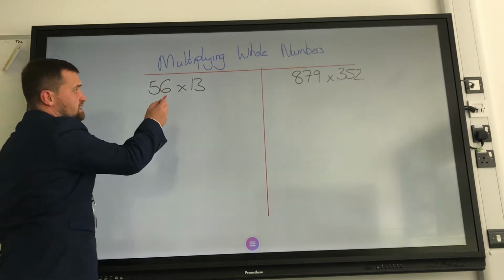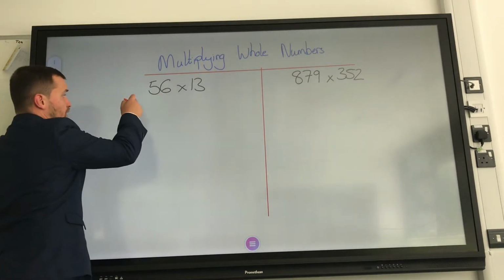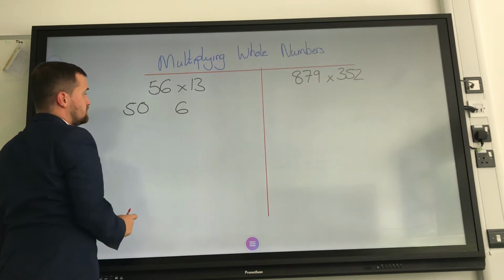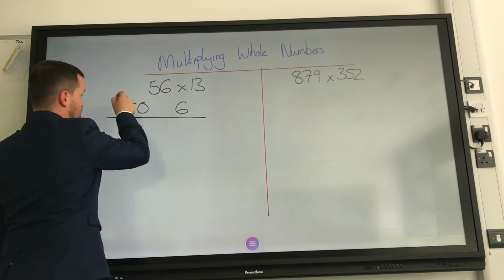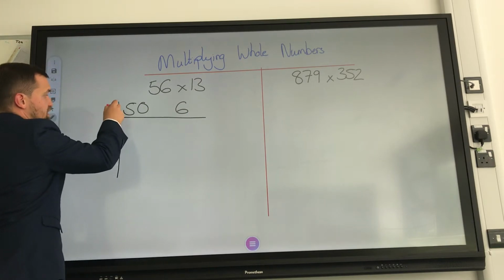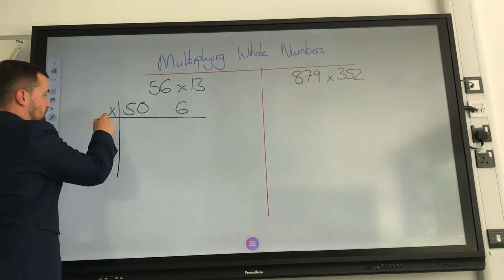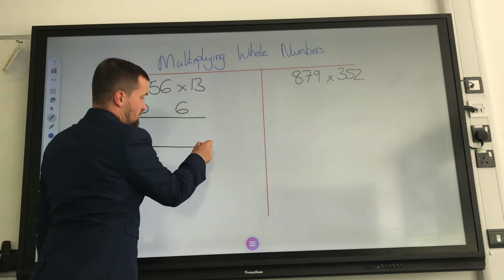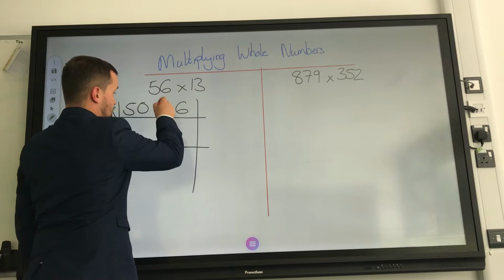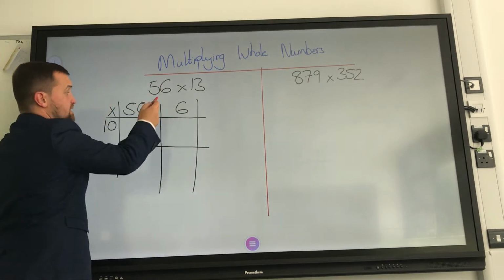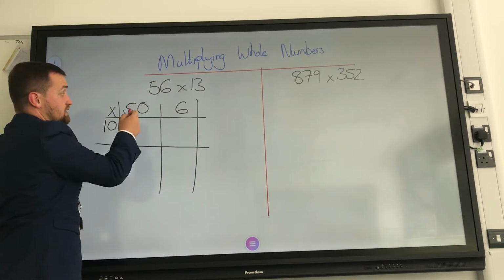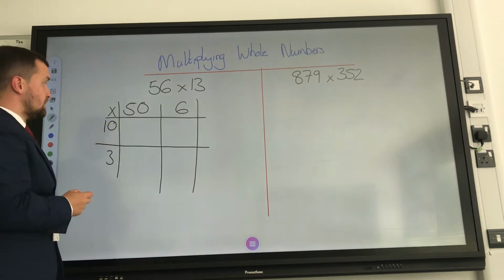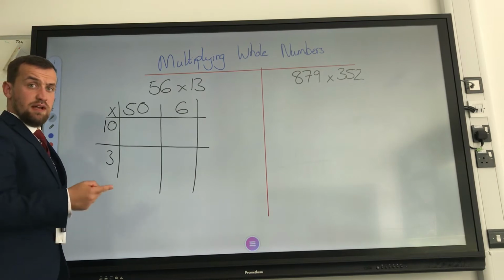So 56 times 13, the way we're going to set it out, we're going to have 50 and 6 along the top. Draw the line there, I'm going to put the times sign there so we don't forget, and I'm going to put 10 and 3. All I'm doing at this point is separating 56 into 50 and 6, and 13 into 10 and 3. That's all I'm doing at the minute. And we're going to work out the individual sums and we're going to add up at the end.